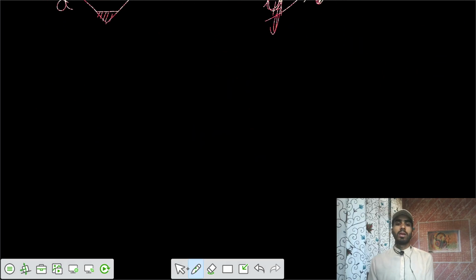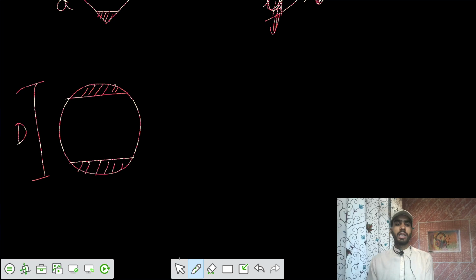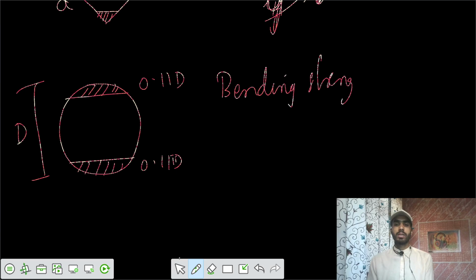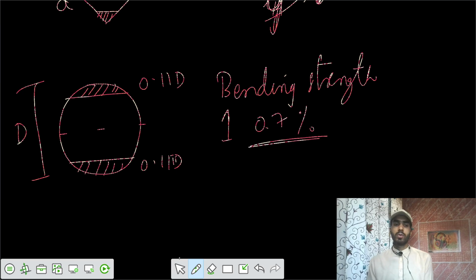Similarly, we have one more, that is the circular section. Let's say the total diameter is D. If you cut 0.11D from the top and bottom, your bending strength would increase. Bending strength increases by an amount of 0.7% about the neutral axis.